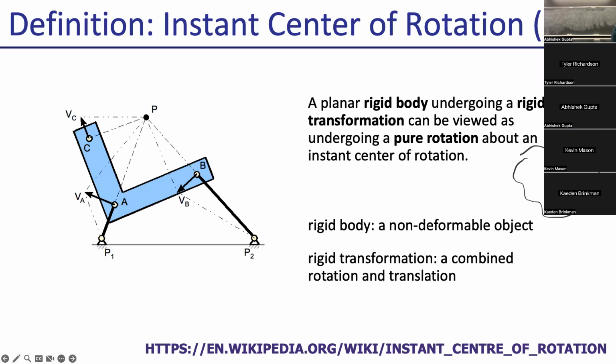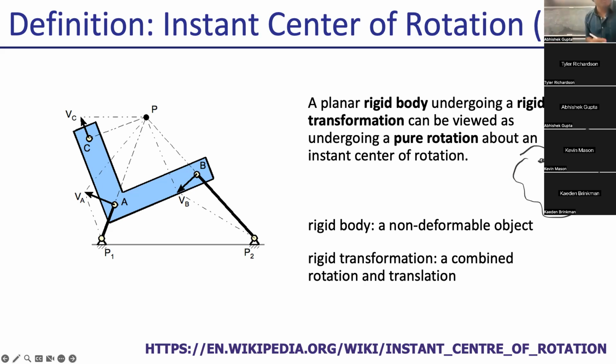There's going to be some point which doesn't rotate. Imagine that this was going through some translation and some rotation. At that instant, there's going to be one point on the body which doesn't rotate. So imagine you had a body doing some rigid transformation. At any instant, there's going to be some point on the body that doesn't rotate, and that's going to be the instantaneous center of rotation.